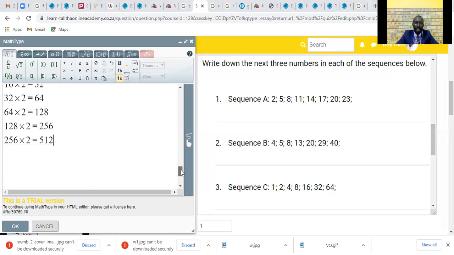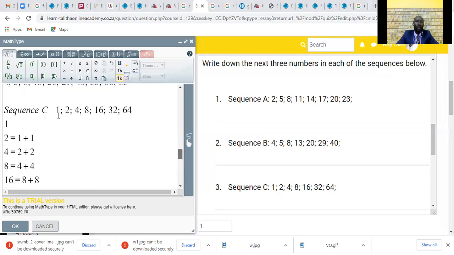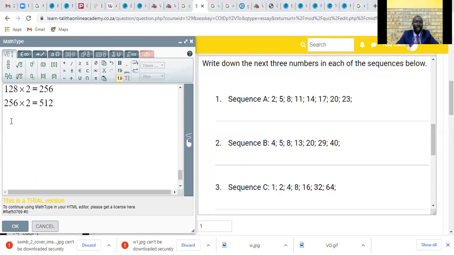And after finding the next 3 terms, the thing we want to do is to rewrite the sequence given. So rewriting the sequence given would give us, well, after 64, we would have 128. And after 128, we have 256. And after 256, we have 512. That is how we would generate the sequence.